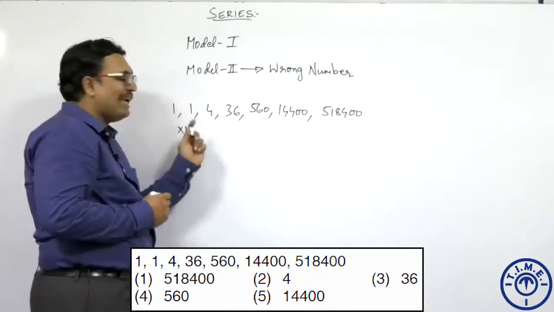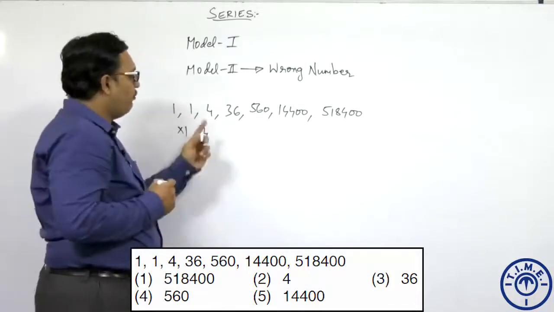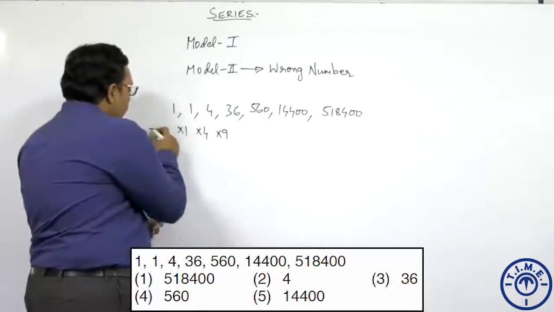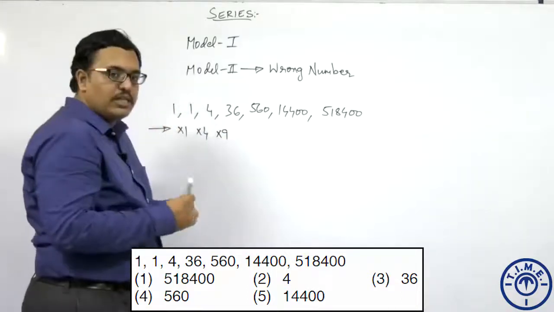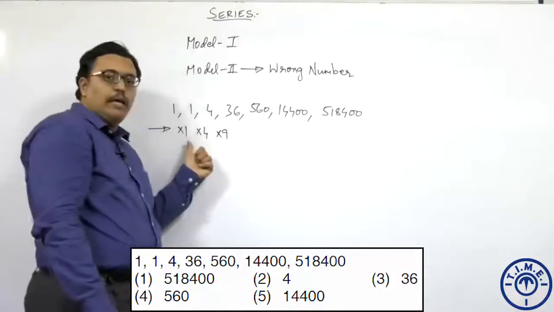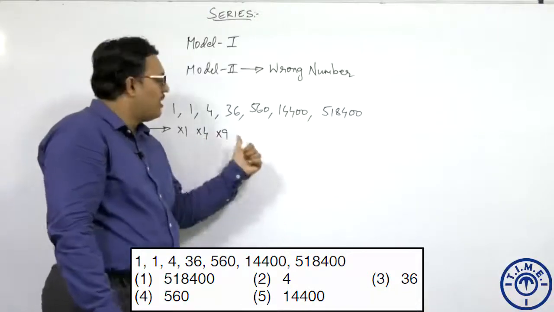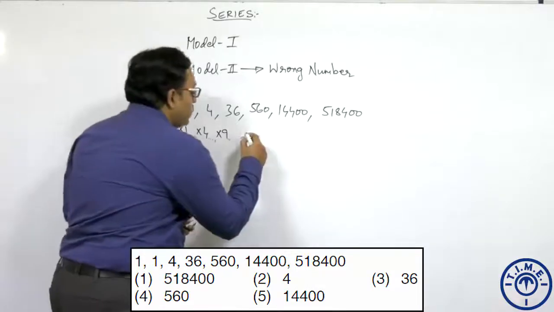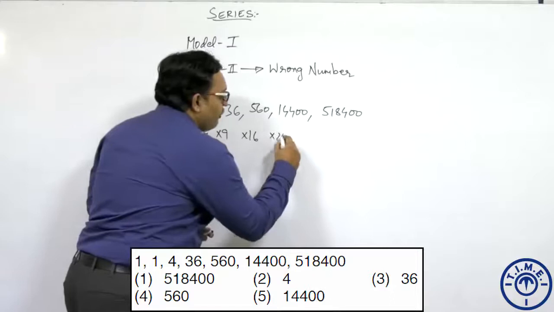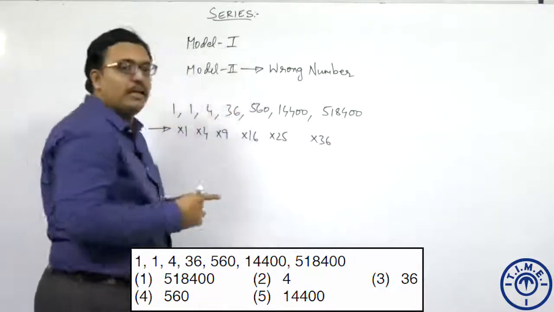1 into 1, I get 1. Similarly, 1 into 4, I get 4, then 4 into 9, I get 36. If you observe how the logic is happening here: into 1, into 4, into 9. So what are they? 1 square, 2 square, 3 square. These are consecutive squares. Now what will be the next? It has to be into 16, which is 4 square. The next will be into 25, which is 5 square. And finally, it has to be into 36, which is nothing but 6 square.